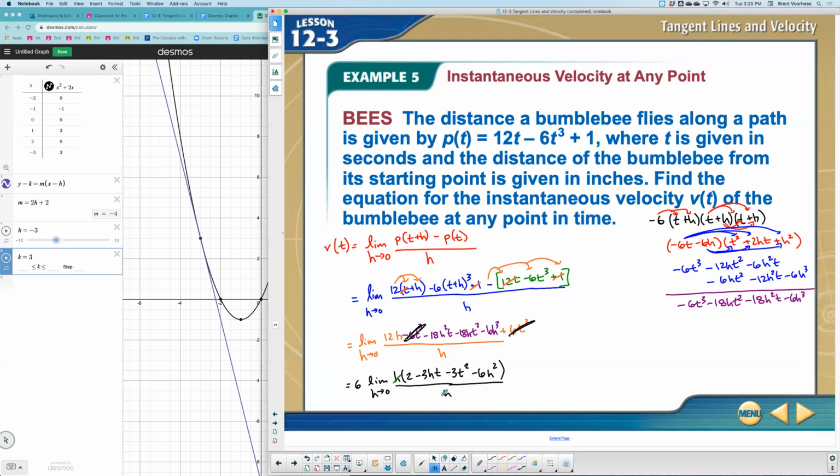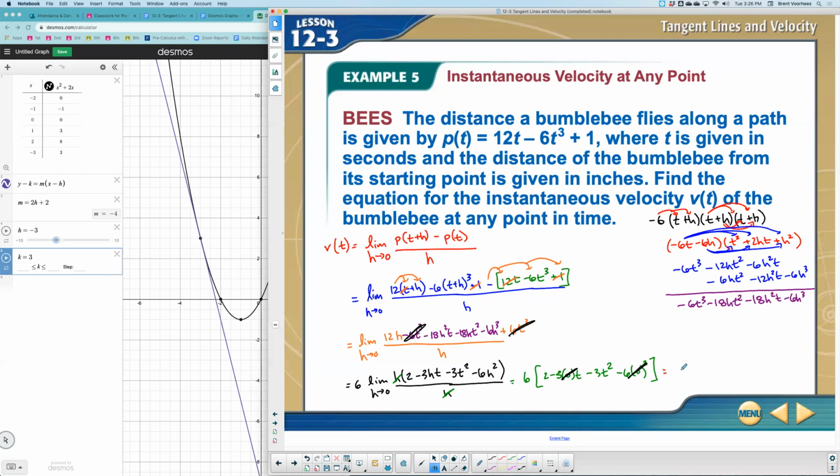I can see that my h's get simplified, which means this is going to be equal to 6 times the limit. And now that this is a polynomial, I actually don't need to write the limit again. I can just do a direct substitution. 6 times the value of 2 minus 3, 0 times t, because h is approaching 0, so I'm substituting a 0 there, minus 3t squared minus 6 times 0 squared. So multiplying by 0, those values will simplify out of there. Let's see what we come up with.